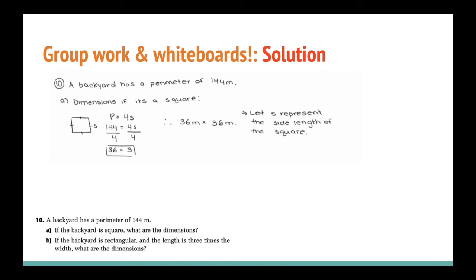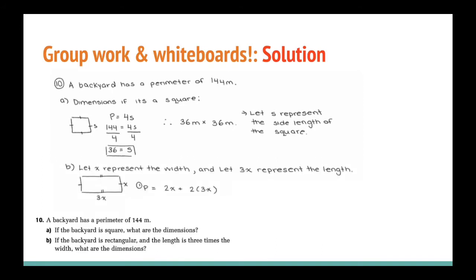So in order to set that up, it's helpful to write some let statements. For example, let x represent the width and let 3x represent the length. So generally the length is represented by the longer side. And so I have one side that is 3x and the other side that is equal to x.